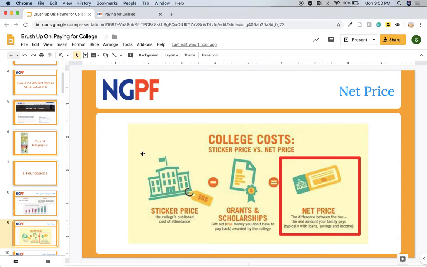So, the sticker price is what you see on the website, but what you want to do is subtract the grants and scholarships that you receive, so that you get the net price, which is actually what you are going to be paying for attending that school. Keep in mind that you don't subtract loans from the sticker price to get to the net price, because grants and scholarships are free money, and you don't want to take into account loans that might show up on your financial aid award letter. You just want to subtract the free money.